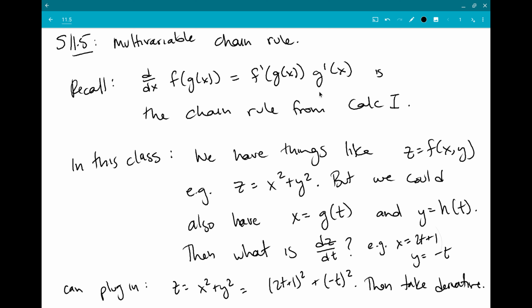Just like the chain rule helped us sometimes take easier derivatives than maybe factoring out something to the 8th power, when we learn the chain rule for z depending on t in this sort of situation, we could be saving ourselves some time.